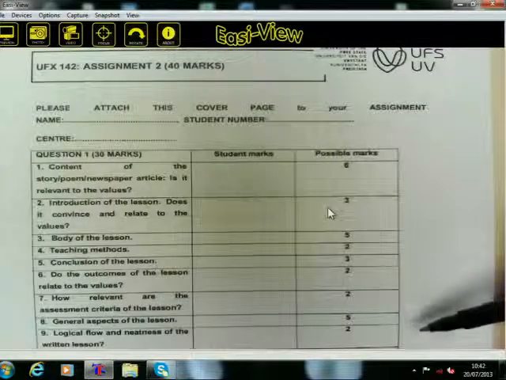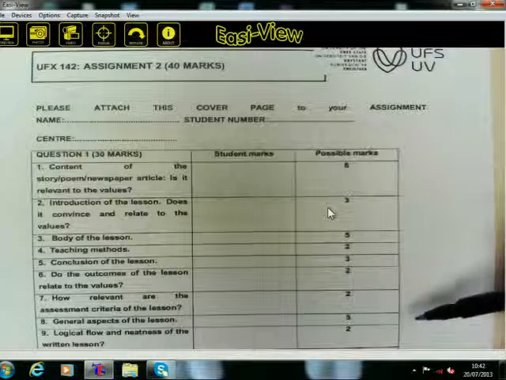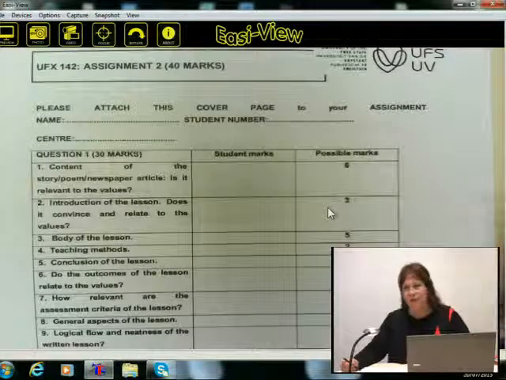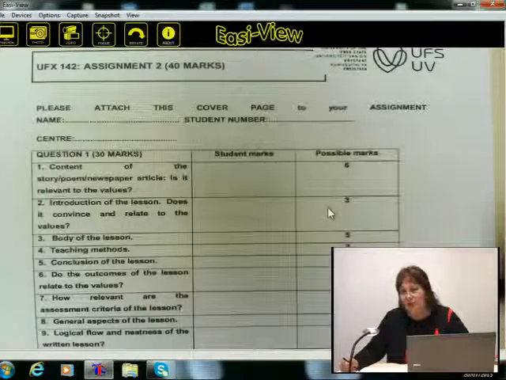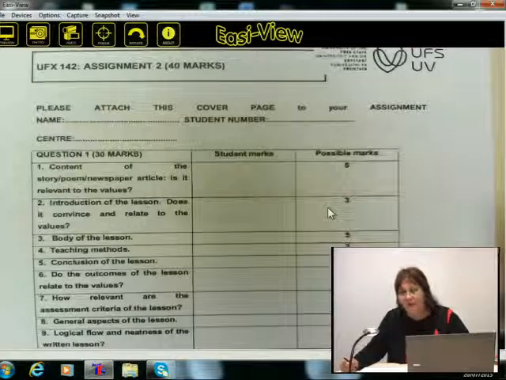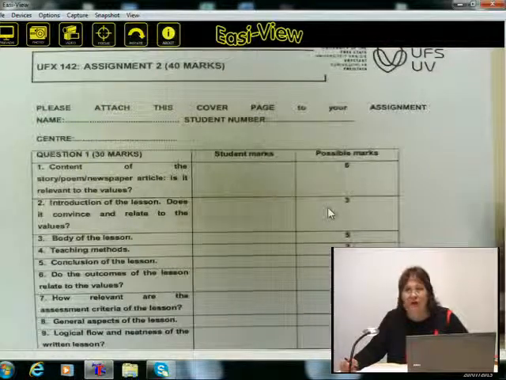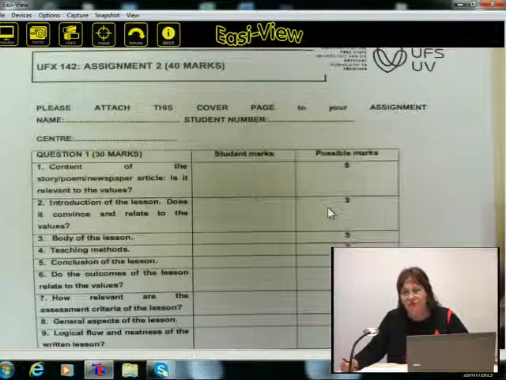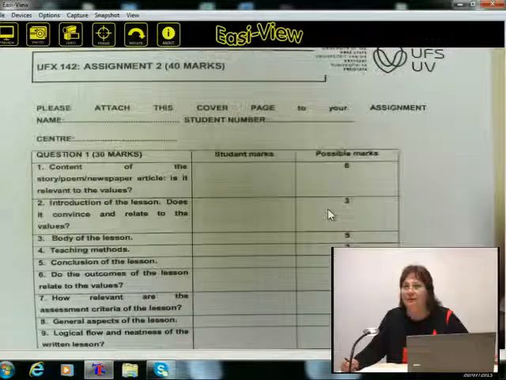Now, it could happen that it's a mathematics lesson, and students will say, how can I use a newspaper article, how can I use a story, or how can I use a poem? But I assure you it's possible to do that. So let them think innovatively and try and work out a lesson. I would advise you, as the tutor of the teachers, to thoroughly go through these assignments.